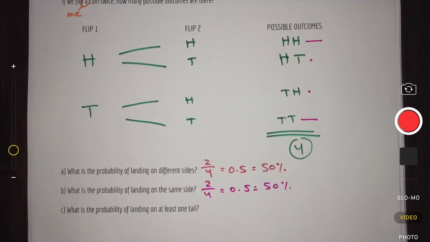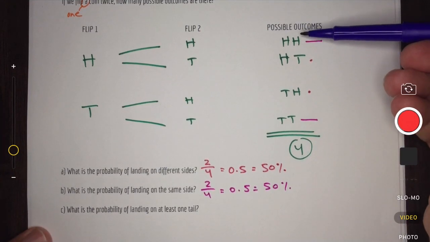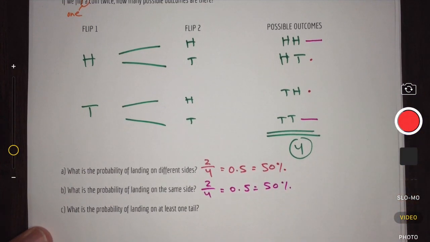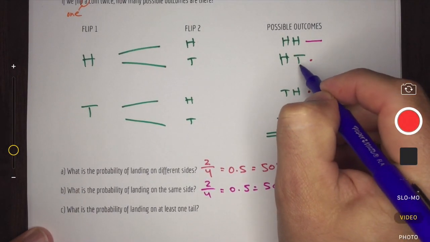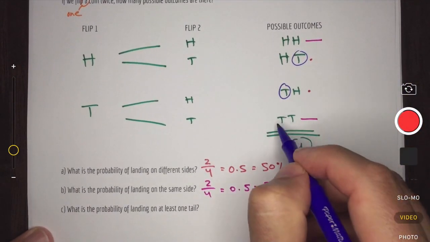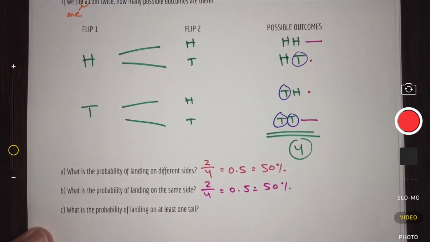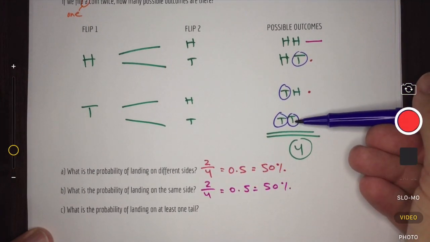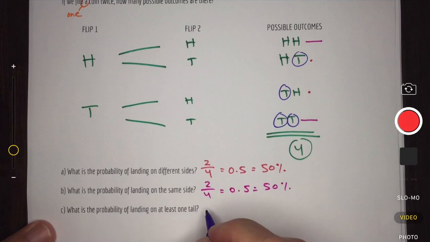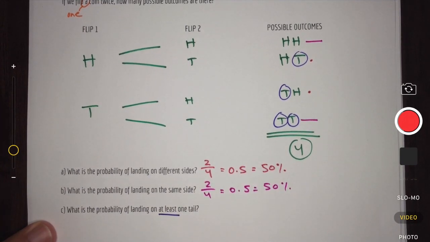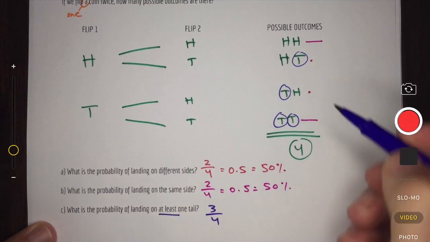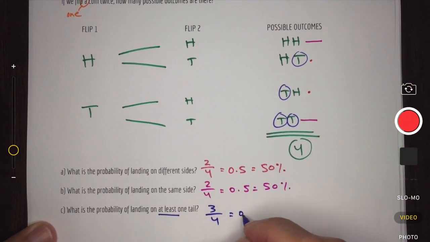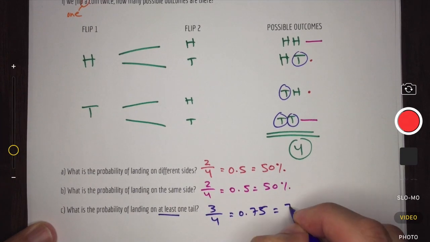Now the last question I'm looking at is, what is the probability of landing on at least one tail? So I want to look down my chart of possible outcomes, and just to make my life easy, every time I see that a tail has turned up, I'm going to circle it. So I've got a tail there, a tail there, and 2 tails in that case. Because this combination of flips happens in 1, 2, 3 situations, the probability of landing on at least one tail, because that's the key part of my question, is going to be 3 out of 4 possible outcomes, which gives me a decimal of 0.75, which is a probability of 75%.